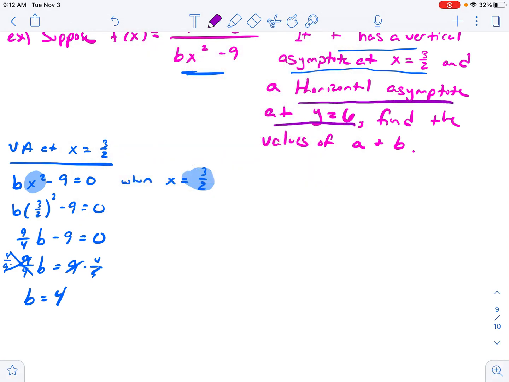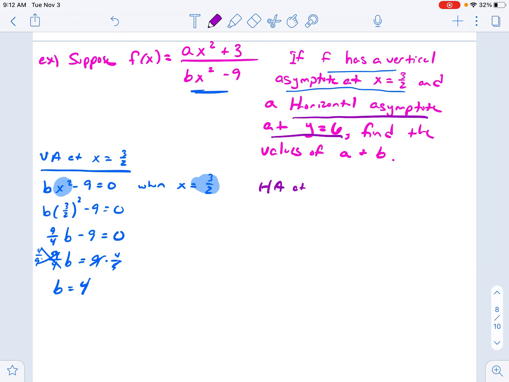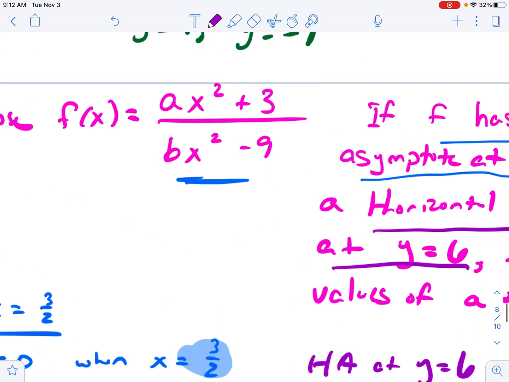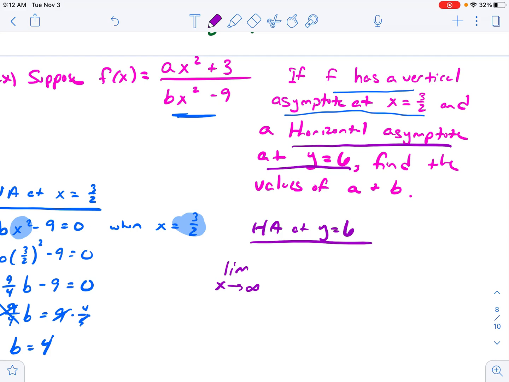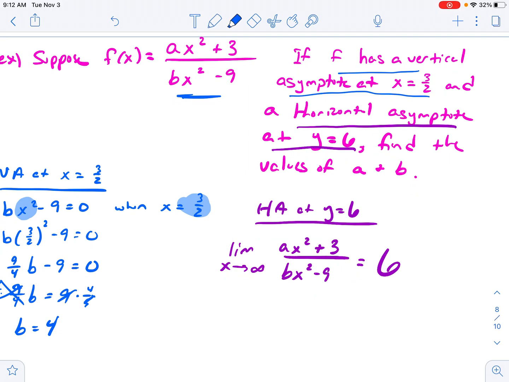And the other piece of information is that we have a horizontal asymptote at y equals 6. Well, that's what we were just talking about. When do we get horizontal asymptotes? By looking at the limit as x approaches positive or negative infinity. Since this is a rational function, I can use whichever infinity. For convenience, I'll use positive. So we know that as we take the limit as x goes to infinity of this thing, that's going to equal the y value of 6. That's how we get a horizontal asymptote. So if we're told where the horizontal asymptote is, set up the limit of that function approaching infinity and set it equal to that y value of 6.